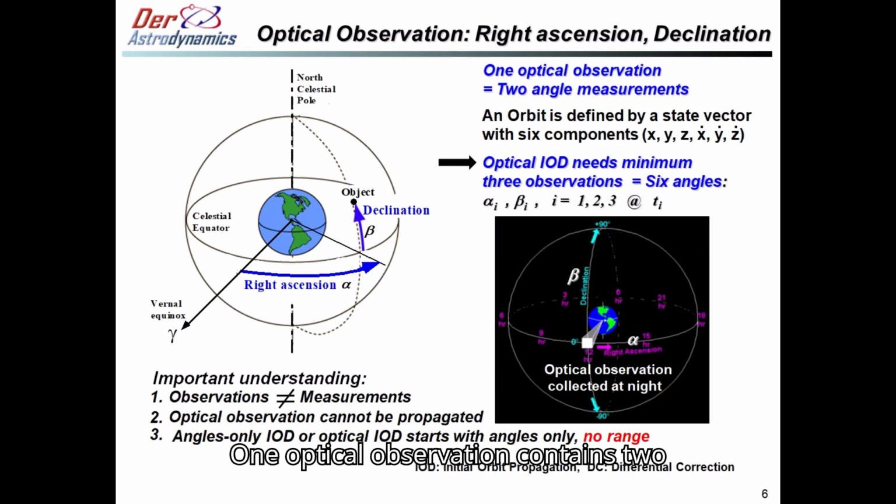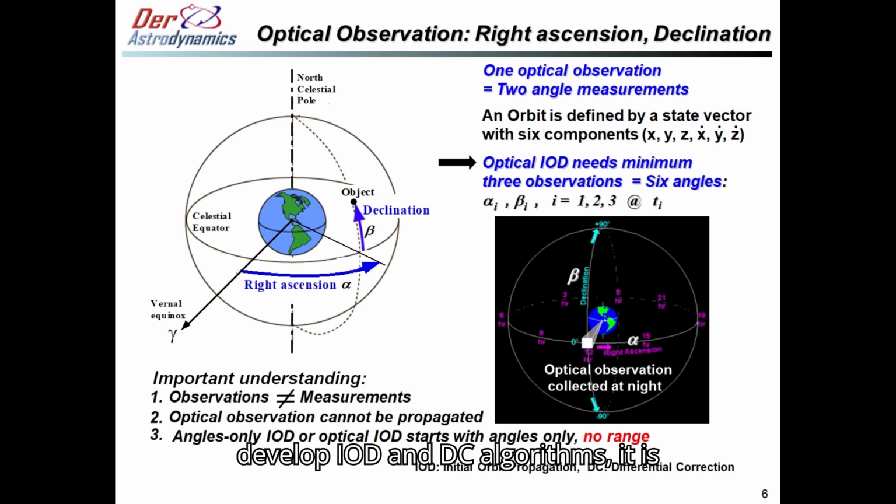One optical observation contains two angle measurements, right ascension alpha and declination beta. Remember that optical observations are normally collected at night. An orbit, which can be defined by a state vector, position and velocity vectors, contains 6 components. Therefore, to deduce an optical IOD state vector or an orbit, at least 3 sets of optical observations in alpha and beta, or 6 angle measurements, are needed.